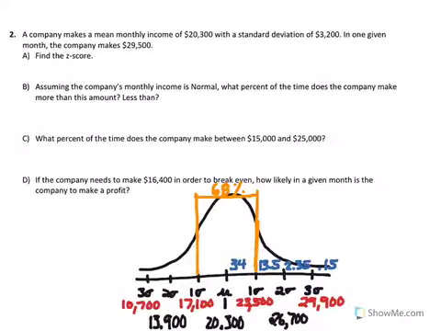It says a company makes a mean monthly income of $20,300 and a standard deviation of $3,200. And in one given month, the company makes this much, $29,500. So that's their performance for 1 month. So let's go ahead and label these. This is going to be my mean or my mu. This is my standard deviation. And then this is the performance, which we're going to call X, our data, for one given month.